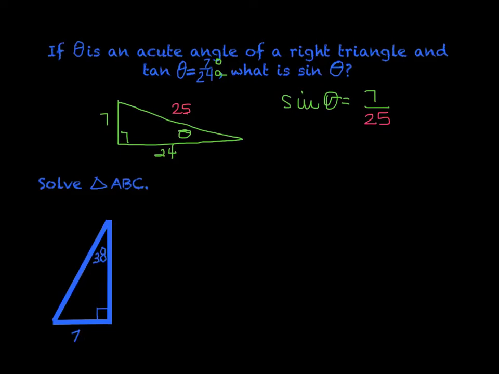All right, next example is if I want to solve triangle ABC. Well, first, what does solve triangle ABC mean? It means find every angle and every side. Well, in this case, the angle right here is pretty easy to find. I just subtract 38 from 90 to get what that angle is. So angle A is going to equal 52 degrees.